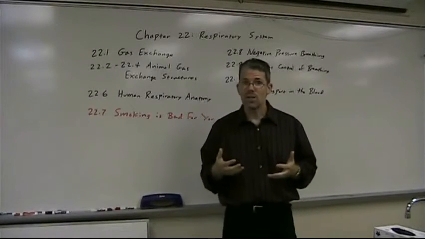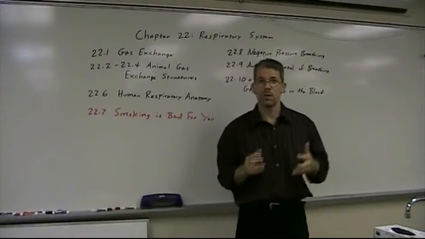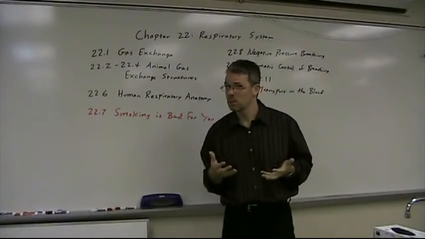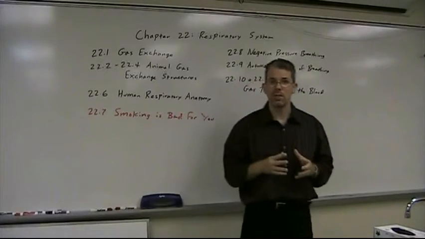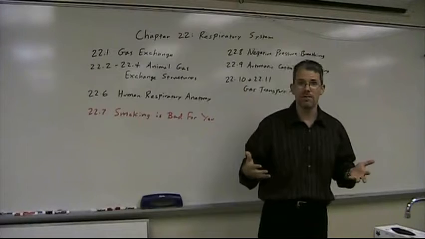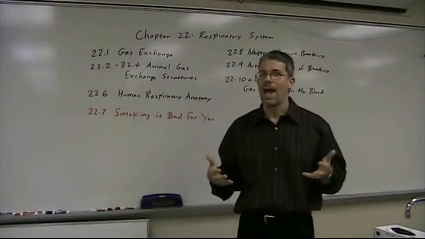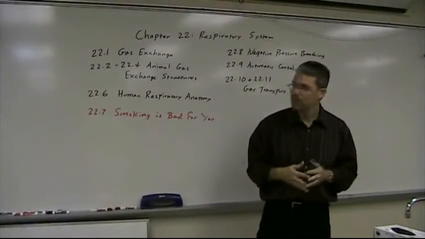Now, a gas exchange surface is the part of the body where gas exchange occurs with air or water, depending upon what kind of critter we're talking about. The gas exchange surface, or respiratory surface, must have enough surface area to handle enough diffusion of oxygen for the body. And it must be wet, because you can't get diffusion through a dry membrane.